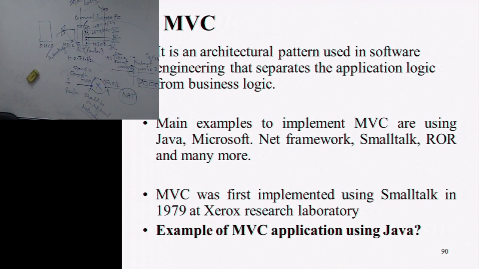Let's see an example using Java. What is model? What is view? What is controller? We have three components: model, view, and controller. Do you know what is a model, what is view, what is controller?